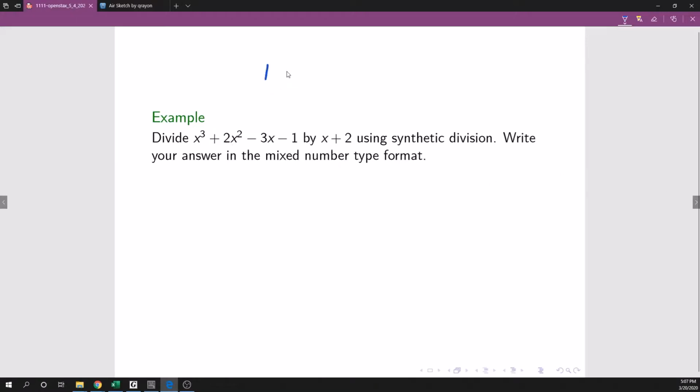So it's going to be 1, 2, minus 3, minus 1. And the number up here is going to be a minus 2. Okay. Minus 2. Remember, that's because it's the opposite of what you see here. Here I see a positive 2, so it's going to be a negative 2. Or the way to think about it is if you set that equal to 0 and solve it, what would you get? You would get a minus 2. In other words, minus 2 is the 0 that would come from setting x plus 2 equal to 0 and solving. Okay, so this is going to be our setup.